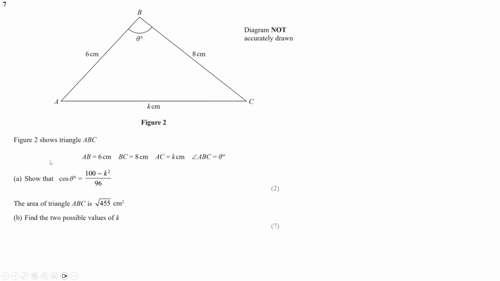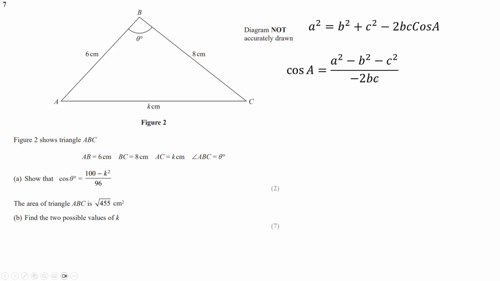We've got a triangle here. We've got these lengths on, and we need to show that cosine theta equals that. The cosine rule, or Al-Kashi's rule, is this. I don't know if this is given in the formula booklet. Oh wait, yes, it is given in the formula booklet, so you don't even need to remember it. Just rearrange for cosine A. I'm sure you can do that, and then just plug in the values for a, b, and c.